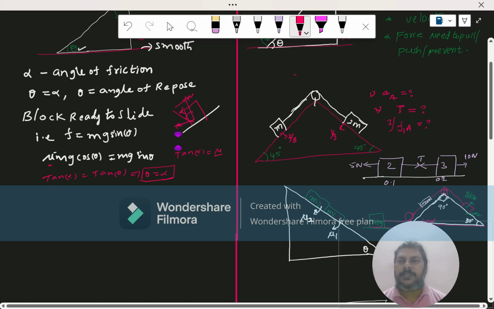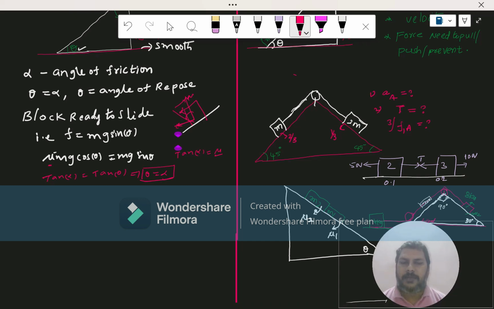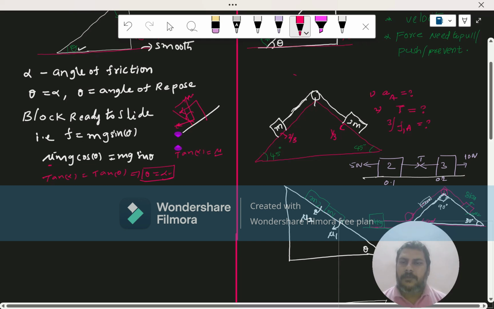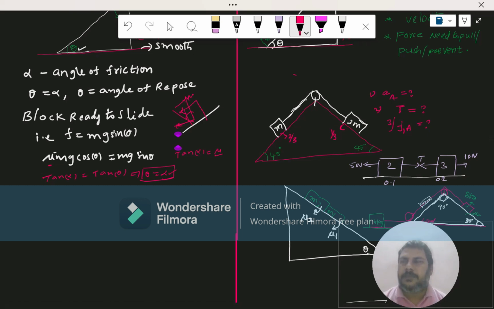That means for that particular inclined angle, where theta equals the angle of friction, the frictional force is equal to mg sin theta. Whenever you are asked how much frictional force acts on the block, you have to verify the given mu value and the tan theta value. When mu and tan theta are equal, then the frictional force is equal to mg sin theta.